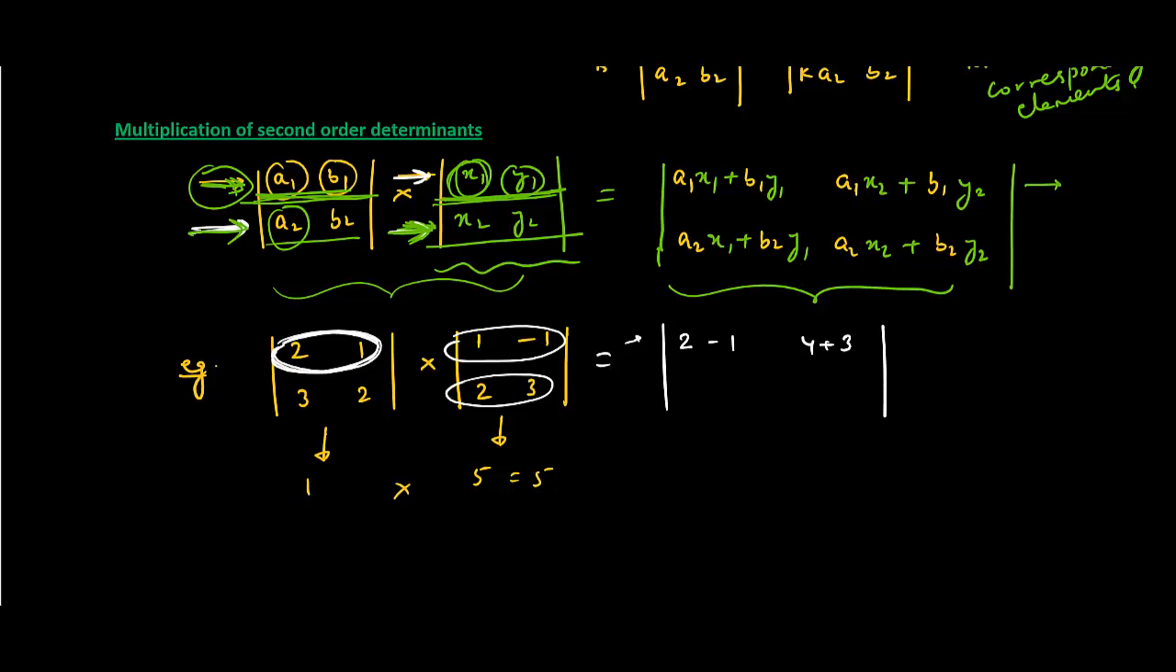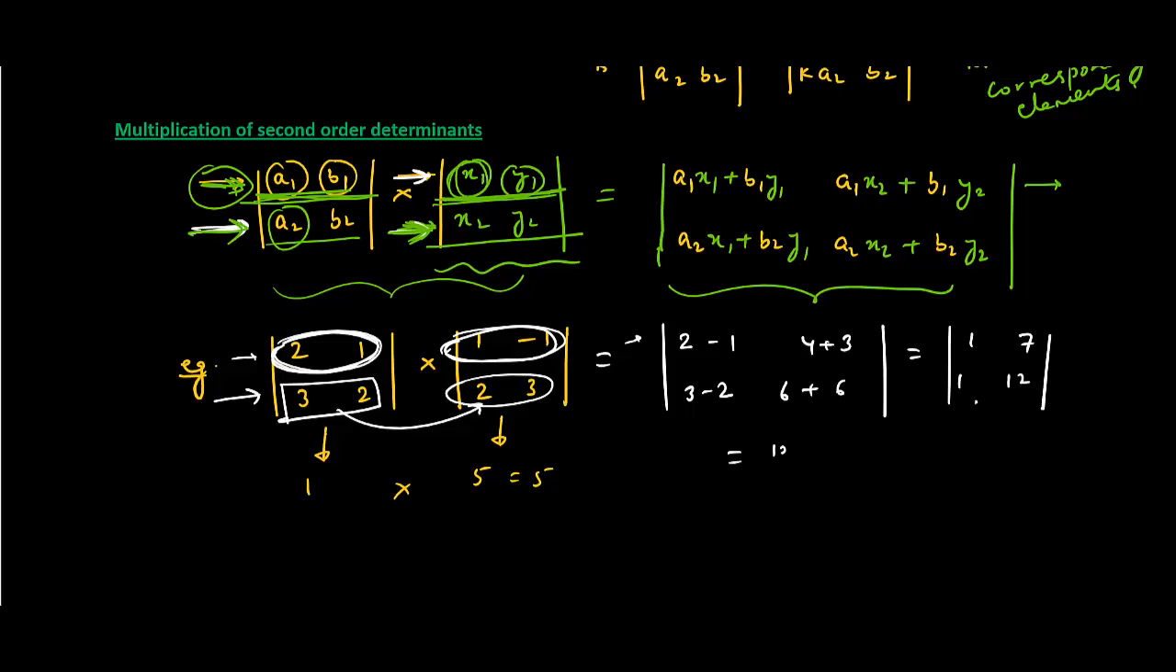Once we have completed the first row, we now move to the second row. We pick this row and multiply it first with the first row, corresponding elements. So we get 3 minus 2, and then we multiply this row with the second row, corresponding elements. We get 6 plus 6, which is 12, minus 7, which is equal to 5, which we have already obtained. So as a simple approach, we generally prefer row into row in the case of determinants.